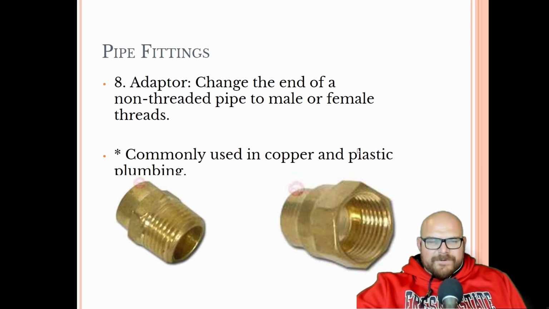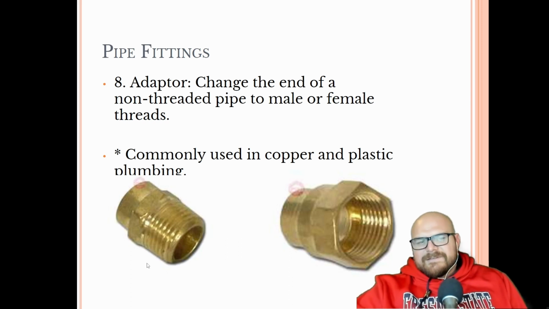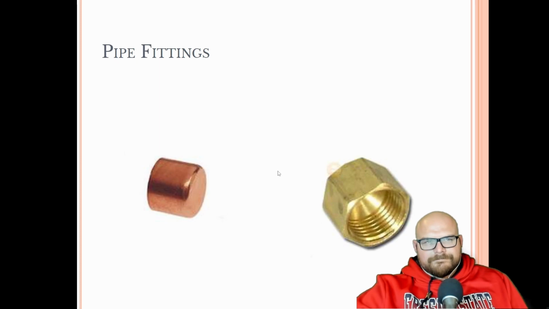You see these in copper. You see them in plastic plumbing. You don't typically see these in steel, because if we wanted a male end like this, we would simply put threads on the outside of that steel. So we cut the steel pipe to length and we put threads on. It eliminates the need for this. But we can't do that with copper and plastic, which is why you typically see these for them.